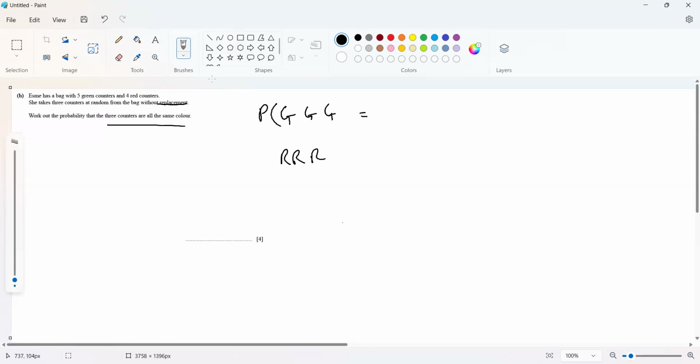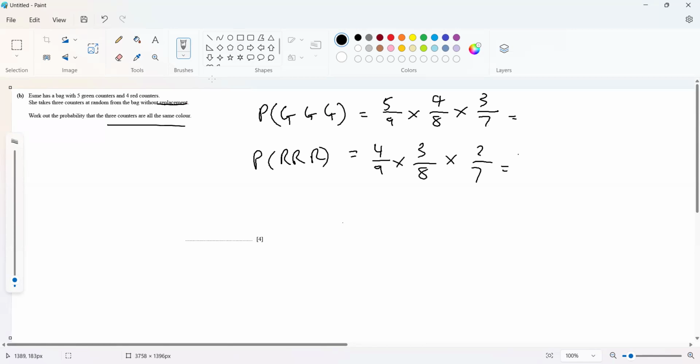So to count green, green, green, the probability would simply be 5 over 9 times 4 over 8 times 3 over 7. Whereas for red, red, red, the probability would simply be 4 over 9 times 3 over 8 times 2 over 7. And we can calculate all these values here already. So this would be 5 over 42. Whereas for the bottom calculation, this would be 1 over 21. So when we add them both together, this would simply be 1 over 6. So that is our total probability for when they select the same colors.